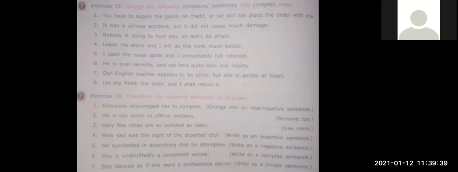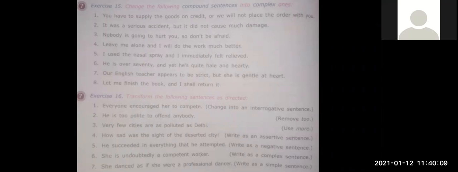See children, you need to recognize which coordinate clause or coordinate part of the sentence you can change into a subordinate clause. When a coordinate clause is changed into a subordinate clause, it becomes your complex sentence, right? Coordinate clause means a compound sentence having two coordinate clauses. But when one is main and the second one is subordinate, that becomes your complex sentence.